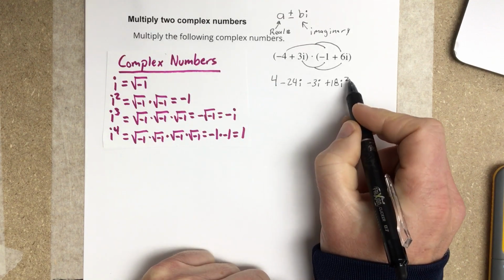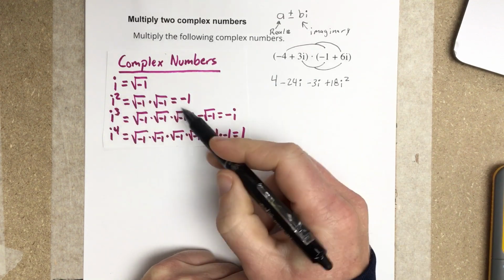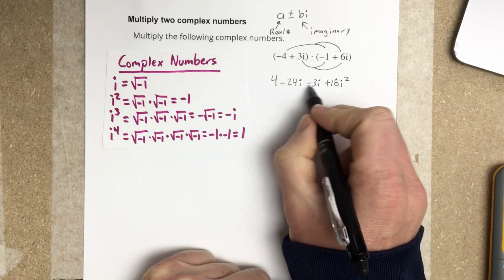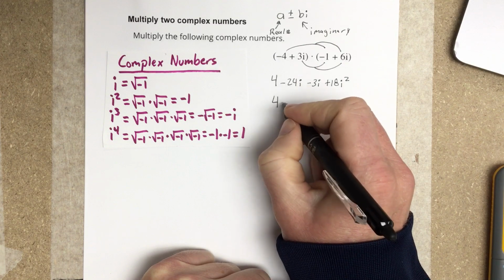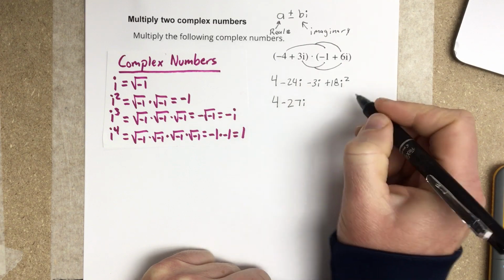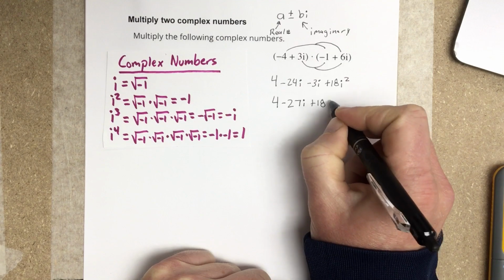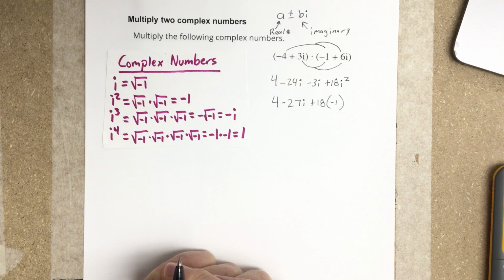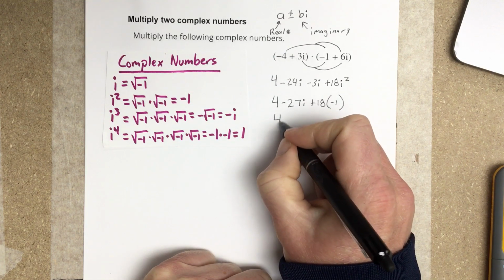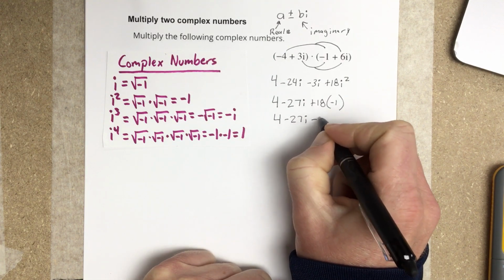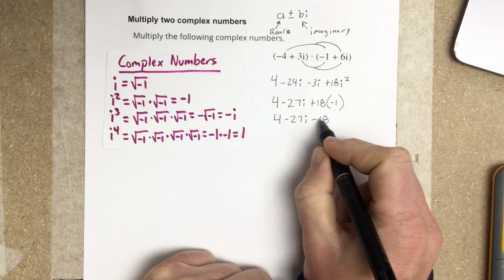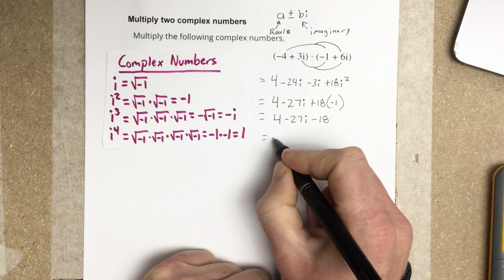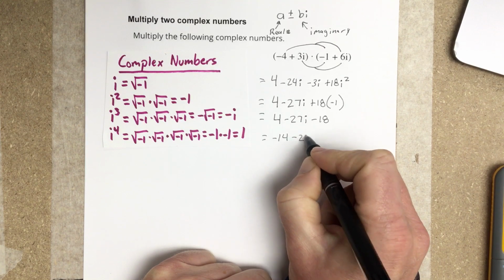Now you'll notice that I have i squared here. Well, i squared I know to be -1. So I can replace i squared with -1. And I can combine like terms in the middle. So I have 4 minus 27i, and this is really plus 18. If I replace i squared with -1, that is multiplying by -1. So I really have 4 minus 27i minus 18. If I can take the -18 and combine it with the 4, I get -14 minus 27i.